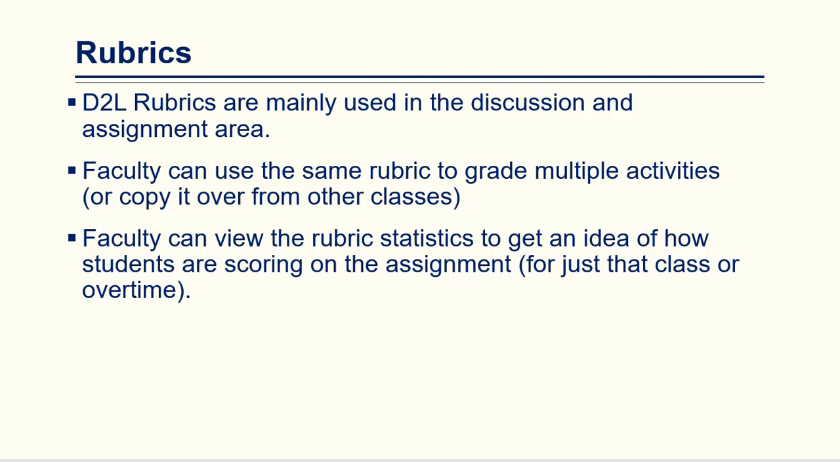Faculty can use the same rubric to grade multiple activities, so they can copy it over from other classes as well as use it for all the discussions in the class if they like, or all the assignments in the class if they like. And then faculty can also view the rubric statistics to get an idea of how the students are scoring on that particular assignment, just some generalized data for that particular course, or how they're using it over time. So if you've used this assignment rubric multiple semesters, you'll be able to look at the data and see generally over the course of all these semesters how students were scoring.